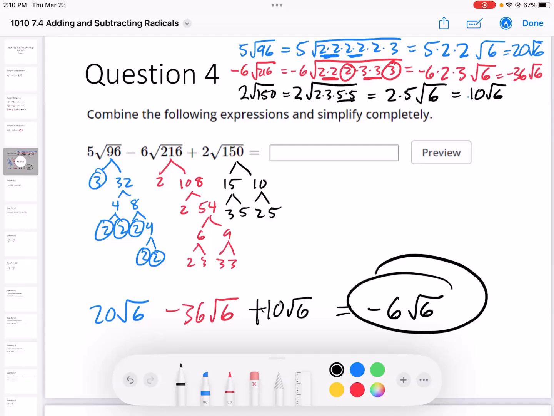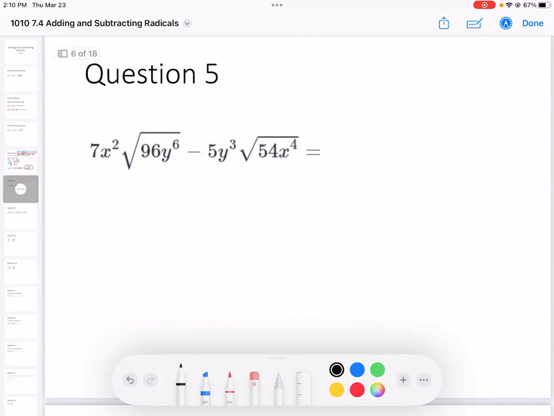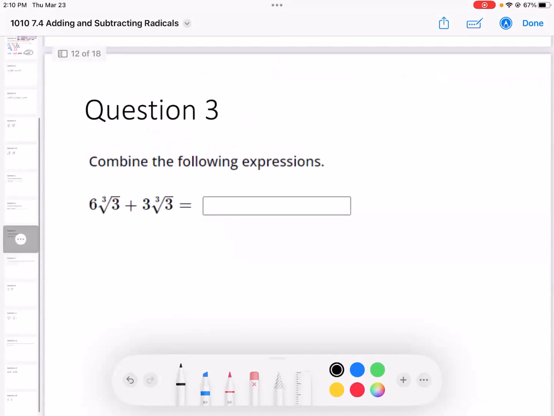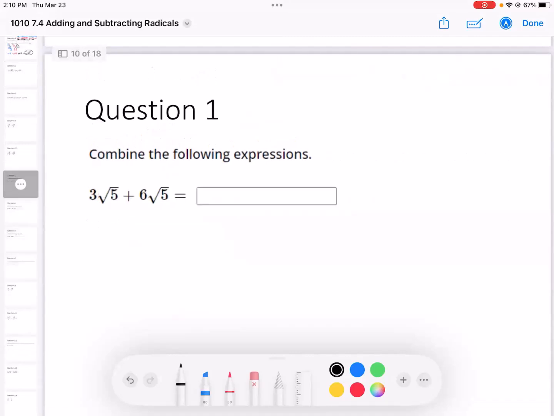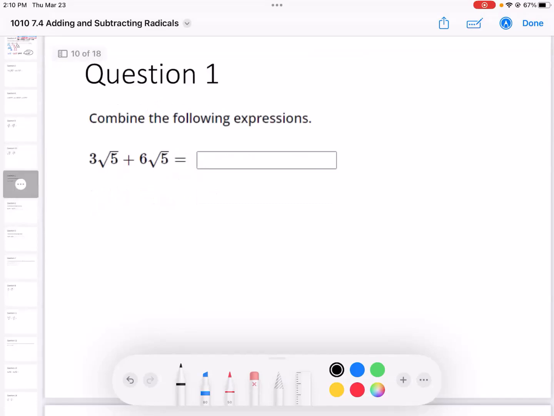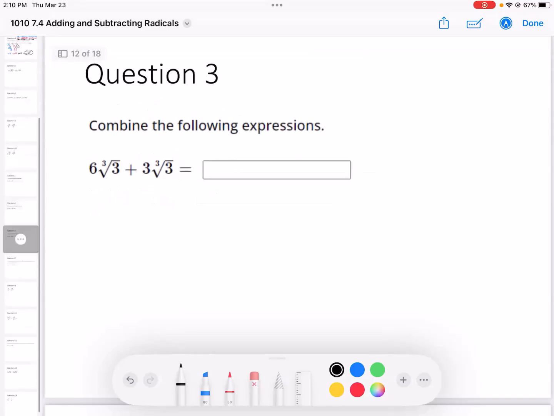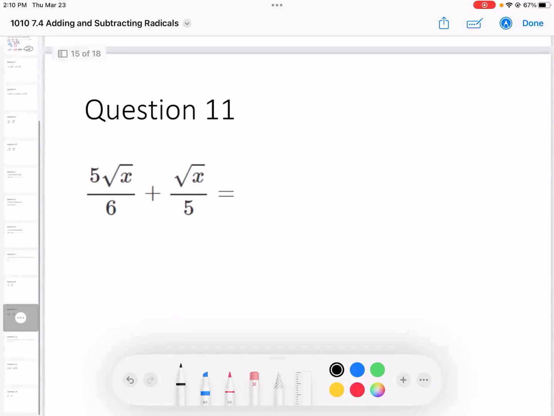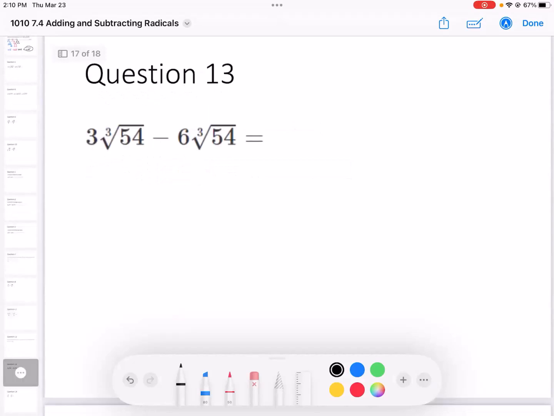I think there's one problem as well where you'll have the same. Let me see actually if I can find it. Okay. Maybe I don't have it on mine. Oh, like this one. Yeah, so like on this one, these roots already match. So you could just say, well, if I have 3 of them, and I subtract 6 of them, I'd have -3. So your answer would be -3 cube root of 54.